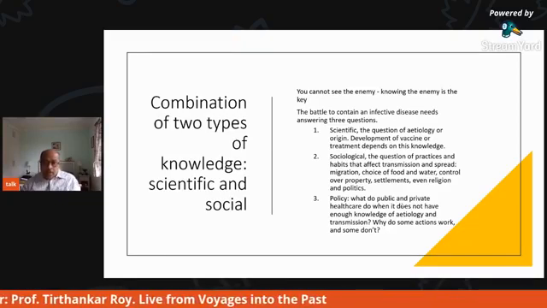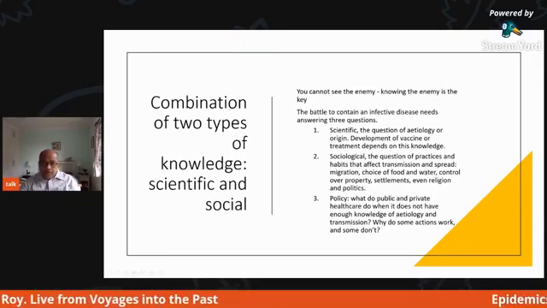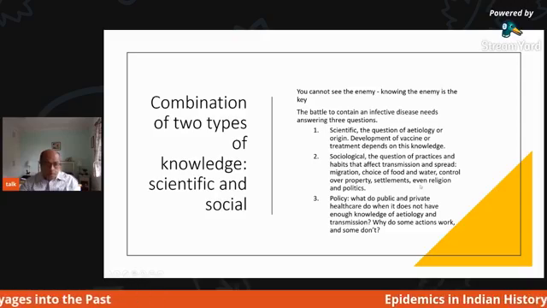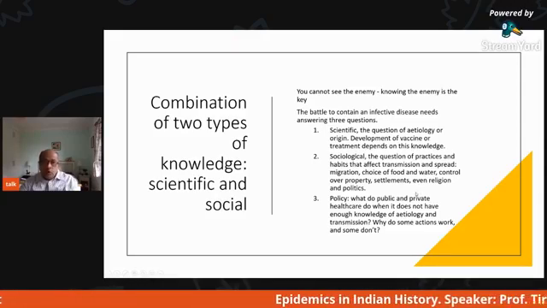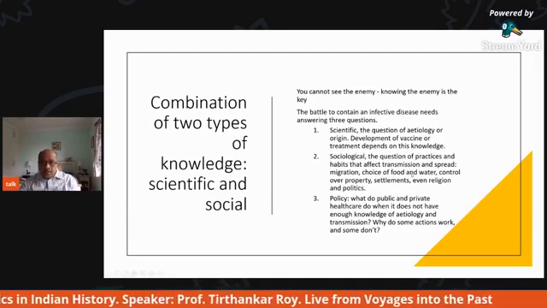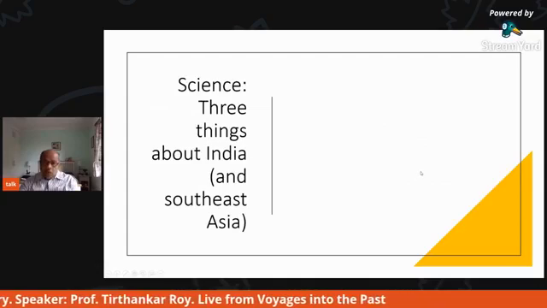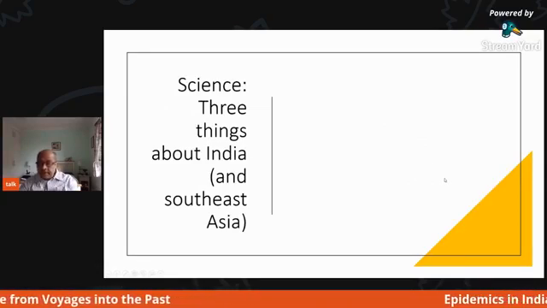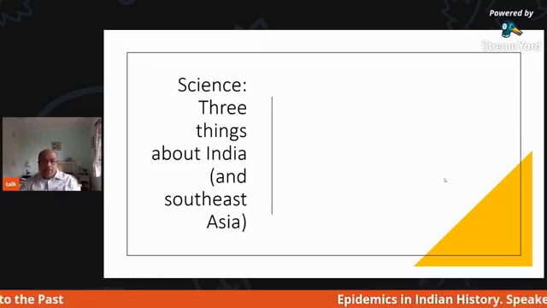So often your only hope, the public health hope of controlling a disease, depends on question number two: how do you control the transmission? But science is very important because in the long run, a vaccine can be a very important tool in the battle against disease, but only in the long run.